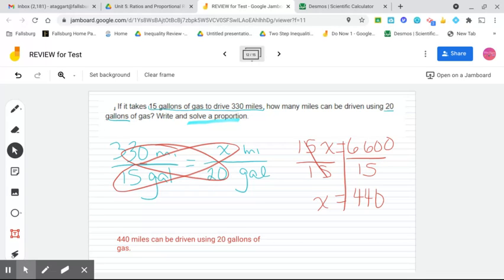Please make sure again that you're copying everything down so you can submit this for a classwork grade.